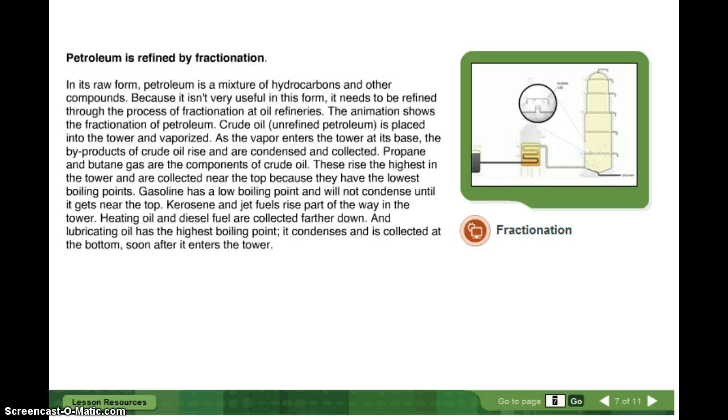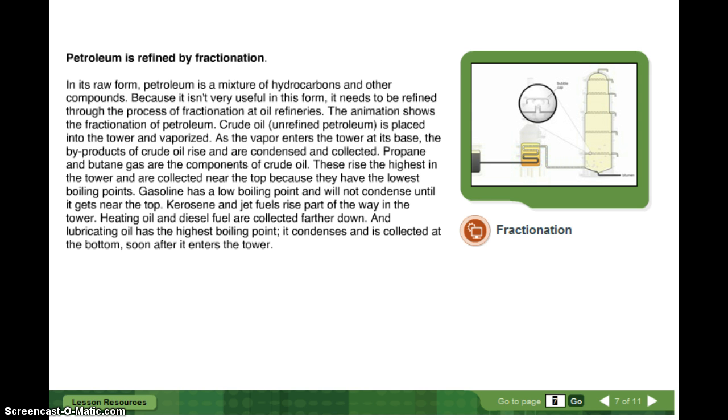Petroleum is refined by fractionation. In its raw form, petroleum is a mixture of hydrocarbons and other compounds. Because it isn't very useful in this form, it needs to be refined through the process of fractionation at oil refineries. The animation shows the fractionation of petroleum.